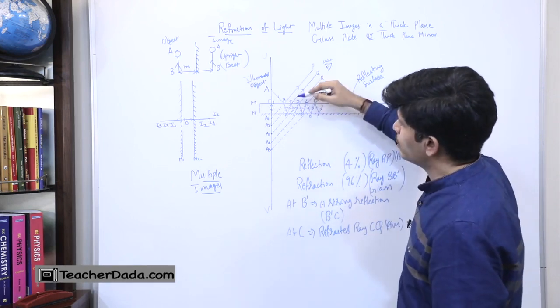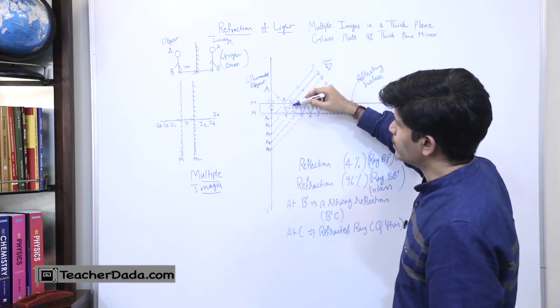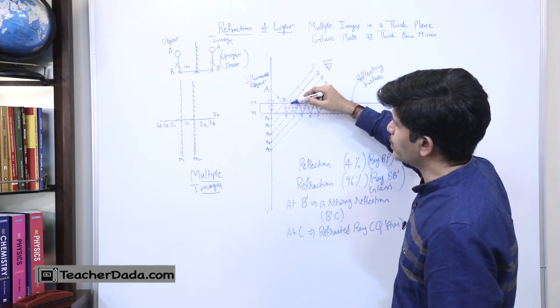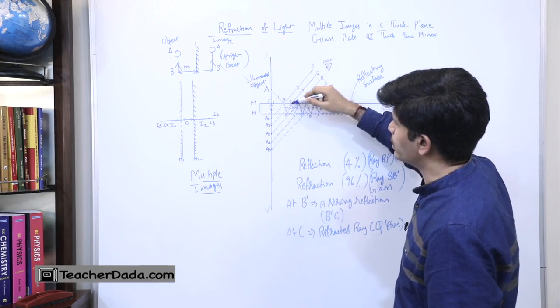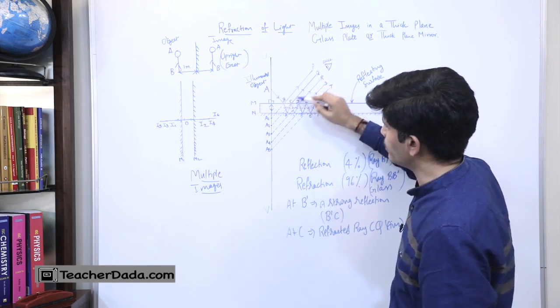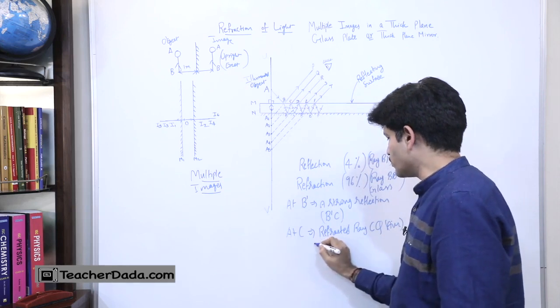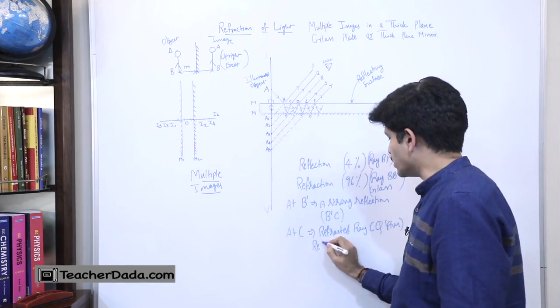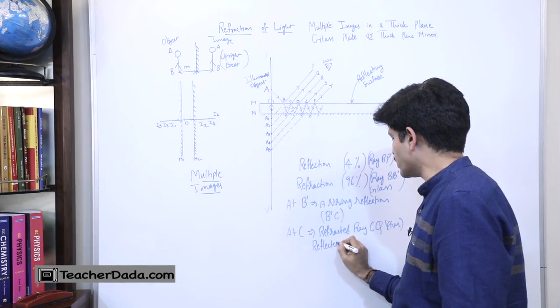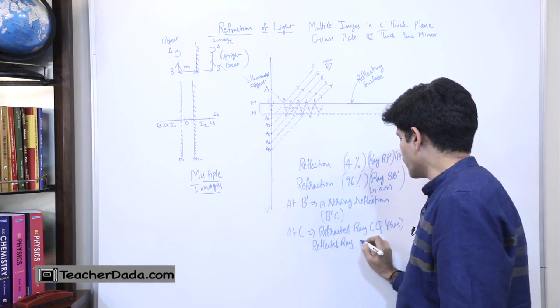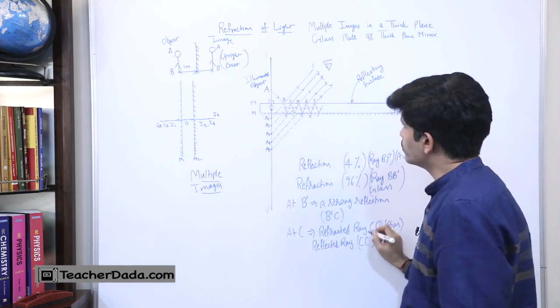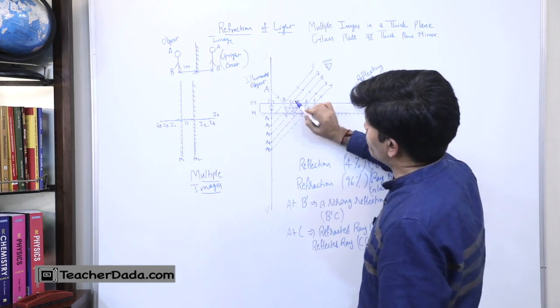It goes away from the normal. And at C there will also be a reflection. This is a refracted ray, and from here it is reflecting. That is the ray CC dash. So it is a reflected ray, that is CC dash. Now, but here what happens?